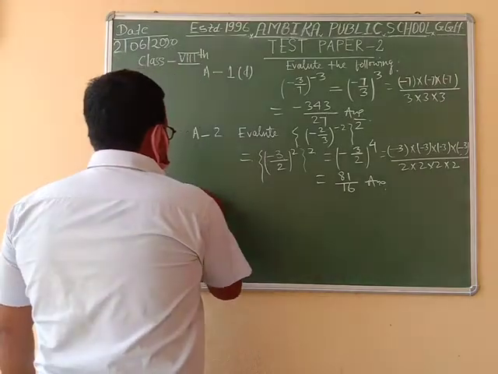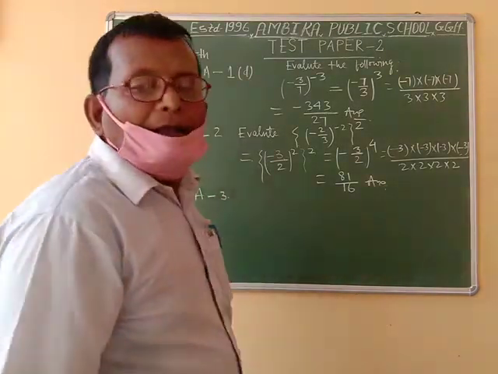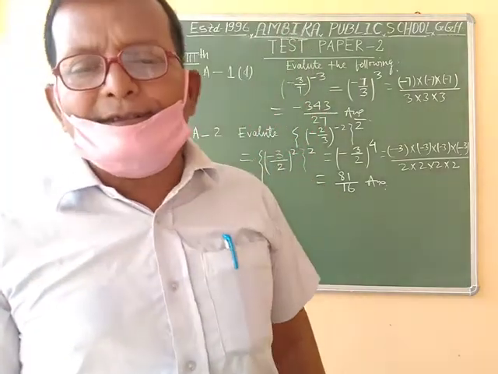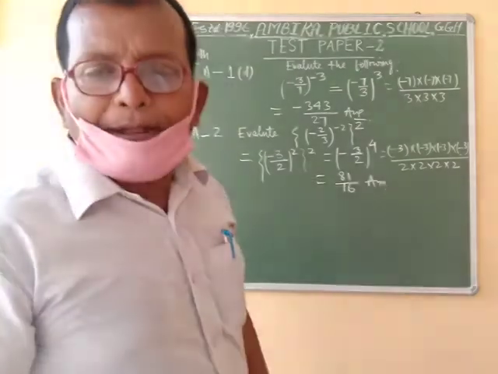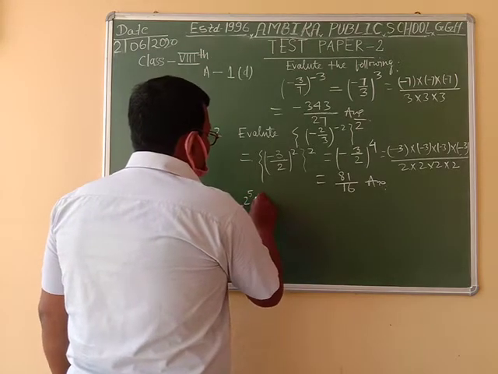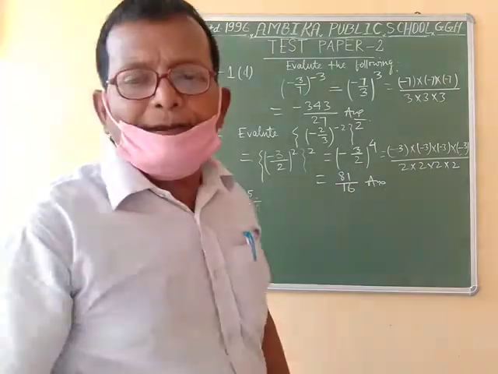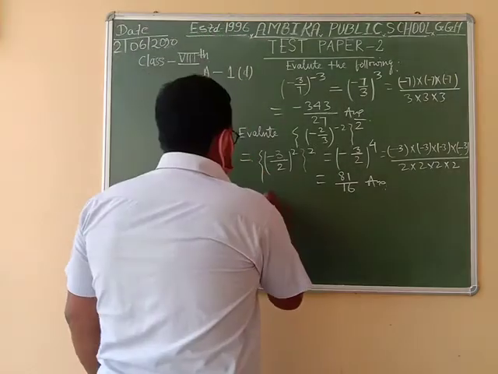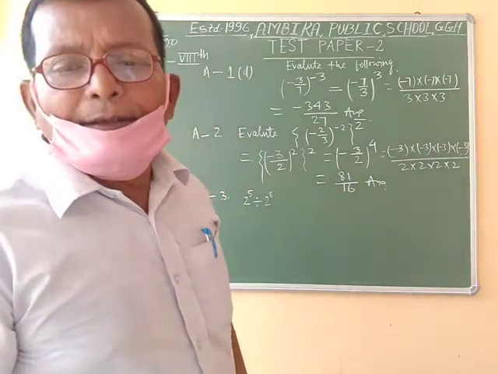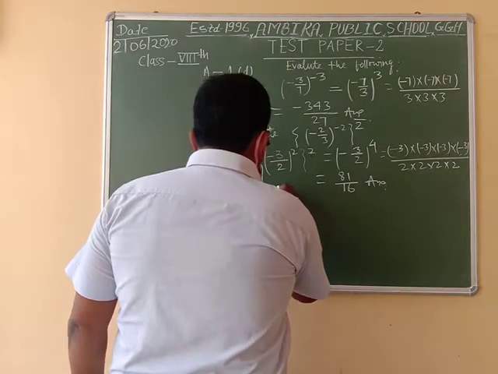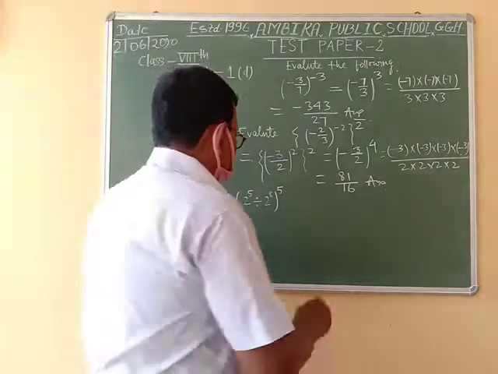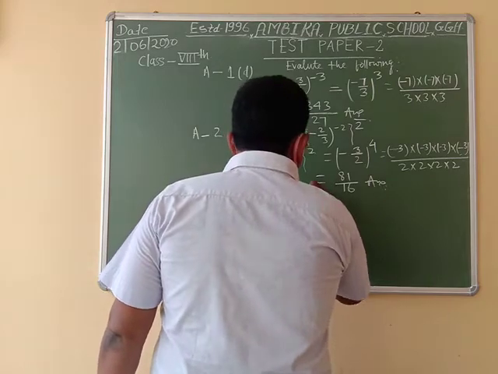Now 3 number question. Answer 3. The 3 number question is: simplify and write the answer in the exponential form. 2 to the power 5 divided by 2 to the power 8, and whole to the power 5, multiplied by 2 to the power minus 5.